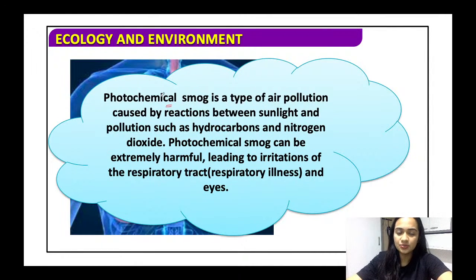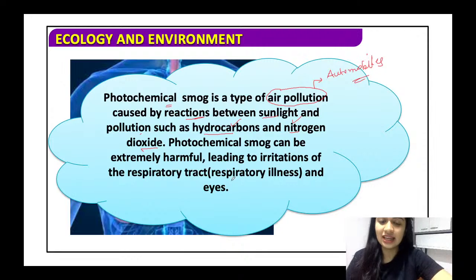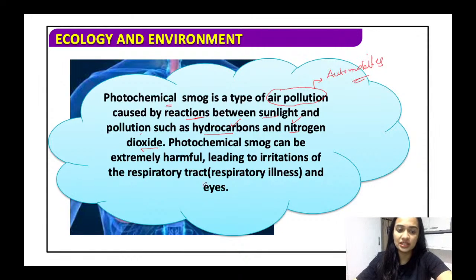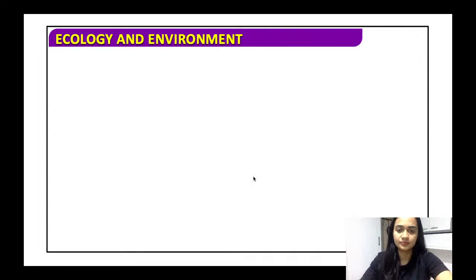All right. So now photochemical smog क्या है? मैंने पहले भी एक दो बार ये टर्म यूज किया, बट व्हाट डज इट एग्जैक्टली मीन? सो फोटोकेमिकल स्मॉग इज अ टाइप ऑफ एयर पोल्यूशन. ठीक है, एयर पोल्यूशन का ही टाइप है. एंड कैसे कॉज हो रहा है? इट इज कॉज्ड बाय रिएक्शंस बिटवीन सनलाइट एंड पोल्यूशन सच एज हाइड्रोकार्बन्स एंड नाइट्रोजन डाइऑक्साइड. जो कहाँ से आता है? जो मेनली आता है हमारे ऑटोमोबाइल से. ठीक है, ये दोनों ही चीजें जो है हमारी ऑटोमोबाइल से सबसे ज्यादा एमिट होती है, हाइड्रोकार्बन एंड नाइट्रोजन डाइऑक्साइड. एंड फोटोकेमिकल स्मॉग can be extremely harmful because it will lead to irritations of your respiratory tract, and also it affects your eyes.